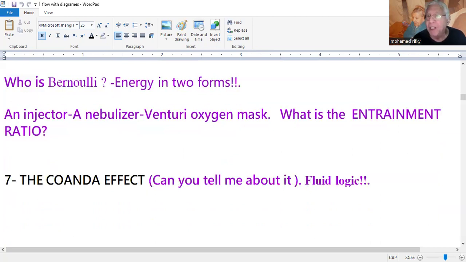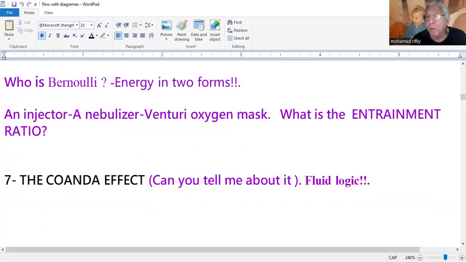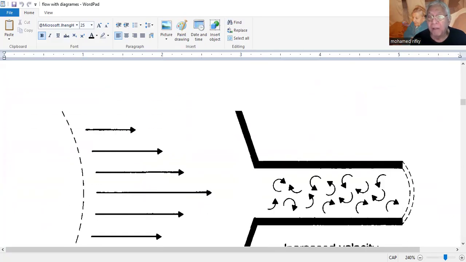We use an injector or a nebulizer or a Venturi mask. All these are figures to be utilized by the Venturi system. Of course, you will be asked what the entrainment ratio is. The Coanda effect, I will show you later better on the diagram.